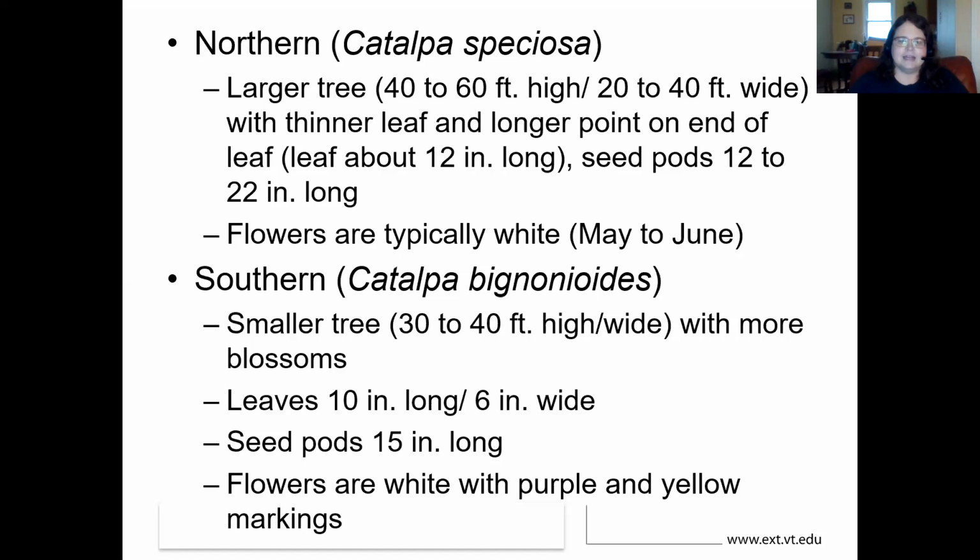Southern catalpa, Catalpa bignonioides, is a smaller tree, 30 to 40 feet high and wide with more blossoms. Of course plants don't always read the books, like Dr. Dirr always likes to say. Sometimes it might have fewer flowers than it says in the book. I always love that quote, that plants don't read the book. And that is absolutely true. Sometimes these don't hold totally true to form.